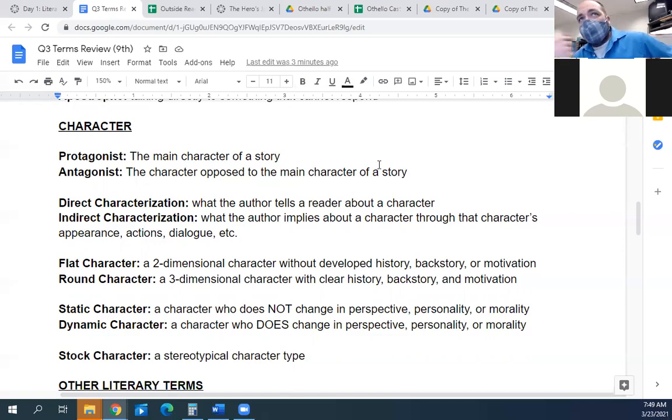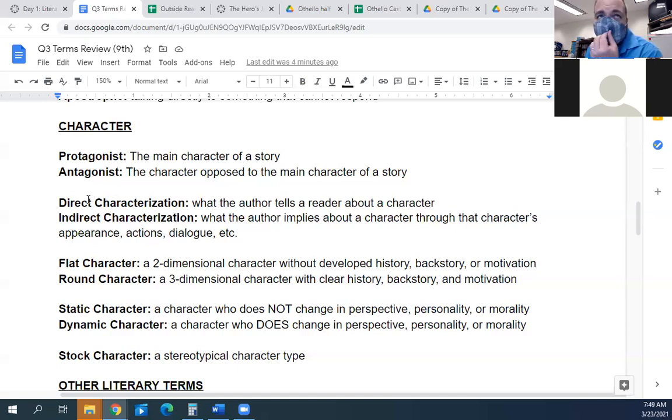Antagonist is a character opposed to the main character of a story. Again, it's morally neutral, so you can use antagonist and not mean villain, because sometimes the antagonist is not a villain. When your protagonist is Anakin Skywalker and your antagonist is Obi-Wan, Obi-Wan's really the good guy, but he's the antagonist because he's not the main character. So protagonist, antagonist, make sure you get that separation figured out.